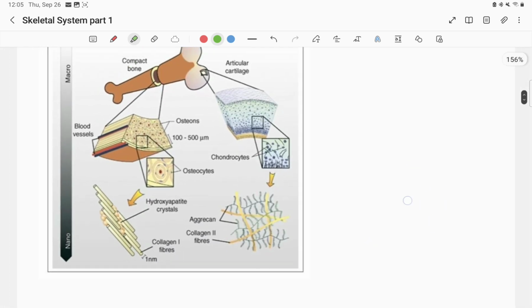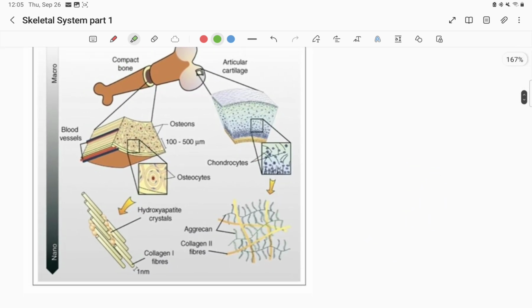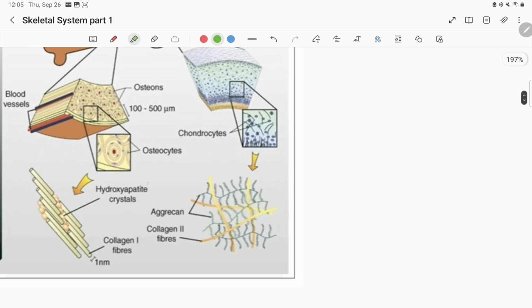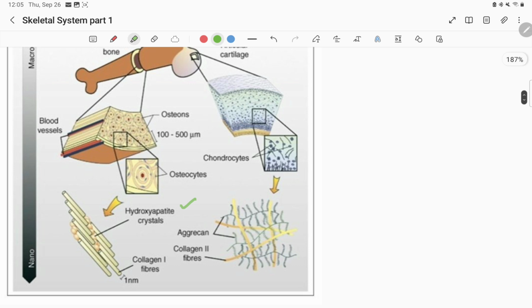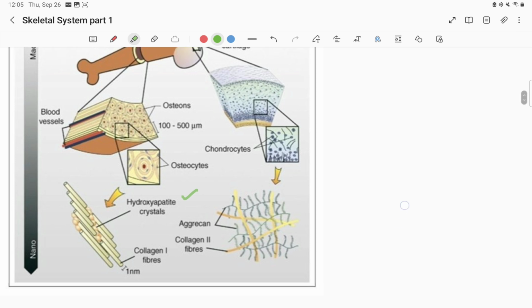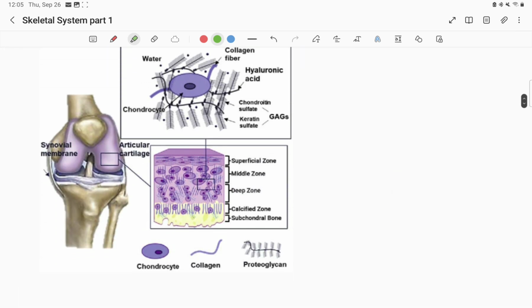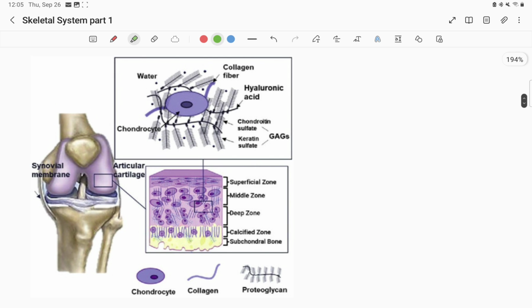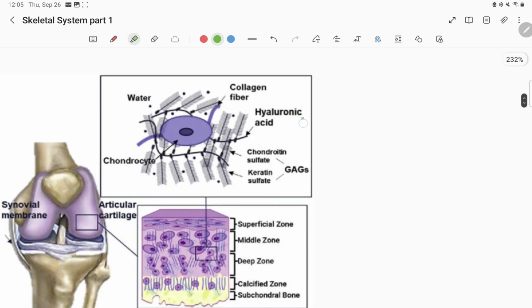Okay, here's some pictures of what we just talked about. So here's some hydroxyapatite crystals, and that is part of what helps with integrity of bone. You also find this stuff in cartilage, so hyaluronic acid, your collagen fibers. Okay, so there's your protein.